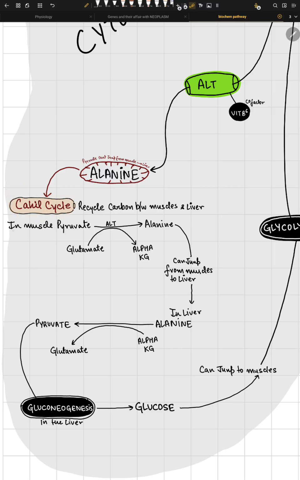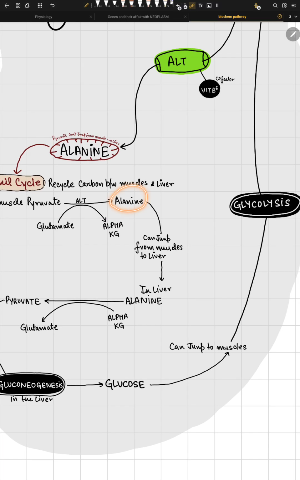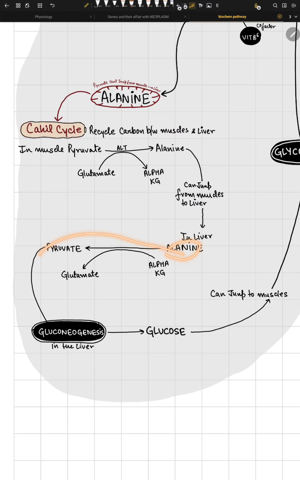Now what happens here is this: in muscles, the pyruvate with the help of ALT turns into alanine, right? Glutamate is also one of the cofactors, which gives us alpha KG. Now later this alanine can jump from muscles to liver, right, through blood. Once it's inside the liver, this alanine turns into pyruvate again. And again, the cofactor here is alpha KG. So essentially we are just reversing the whole reaction.